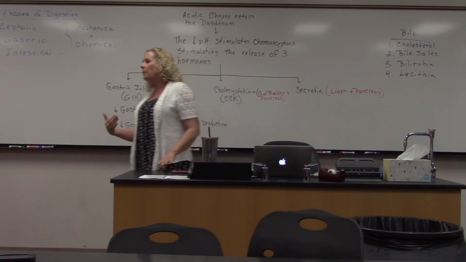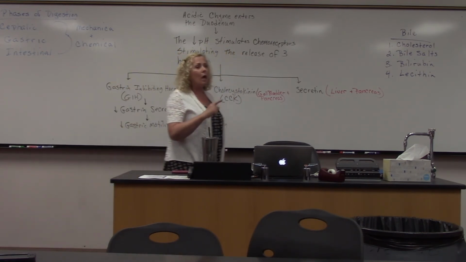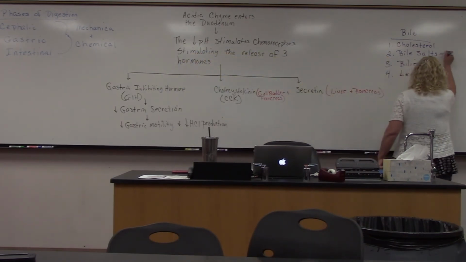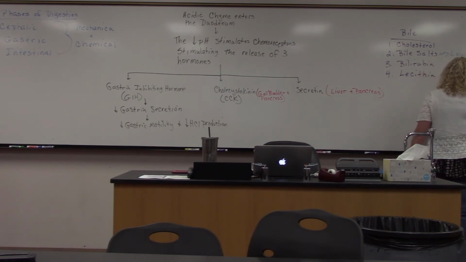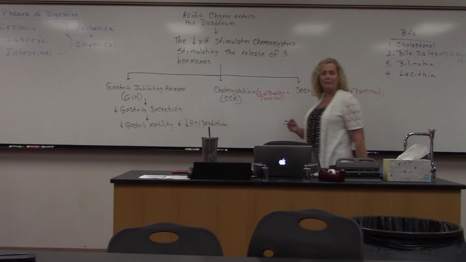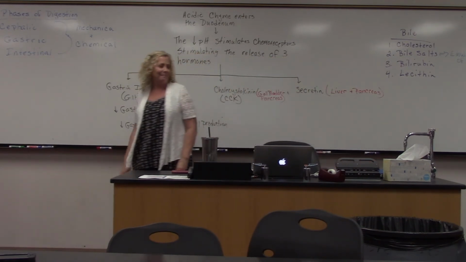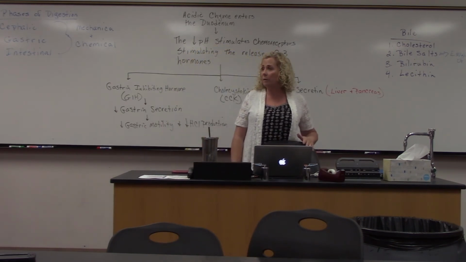And again, typically it runs in families. Typically it's genetic. Now we're going to talk about this in a little bit, but bile salts in particular are going to help us in what we call emulsification of fat. Now that's just a really fancy word for digesting fat. So what if I don't have a gallbladder? I have a very difficult time digesting fat and absorbing fat.